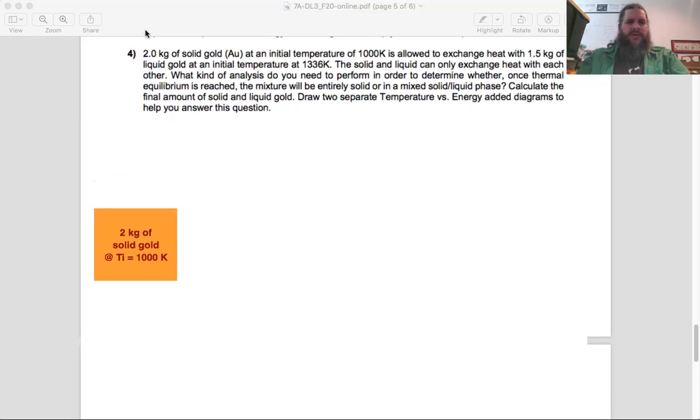And we also have a blob of 1.5 kilograms of liquid gold at an initial temperature of 1336 Kelvin. So just some blob of liquid gold. Five kilograms of liquid gold at an initial temperature of 1336.